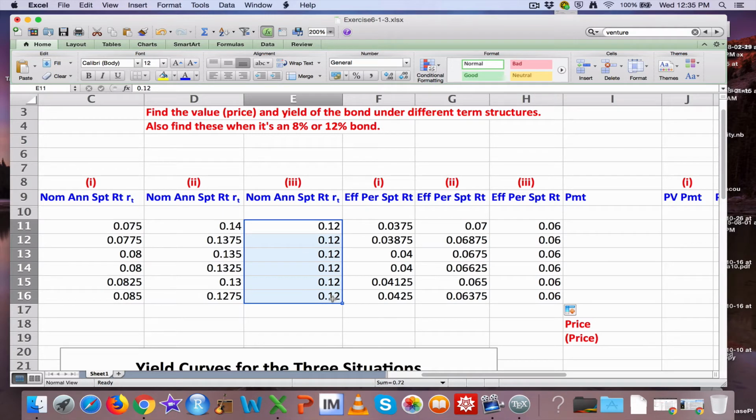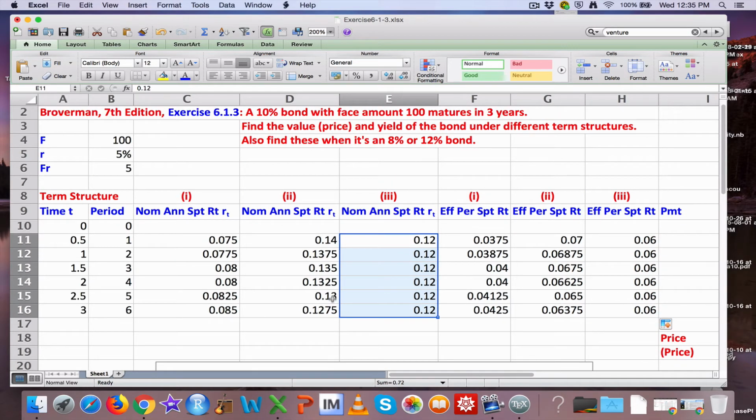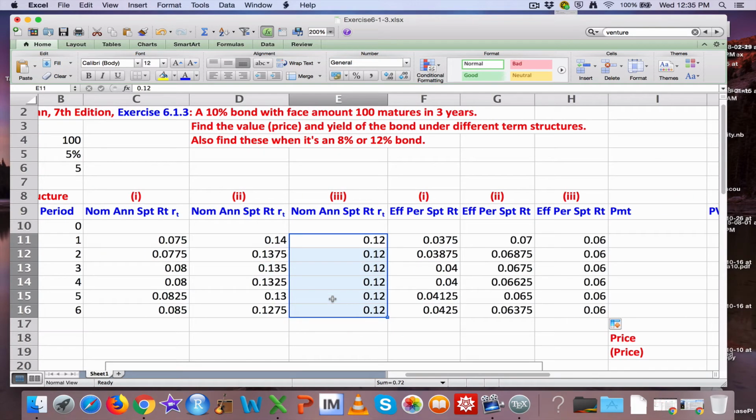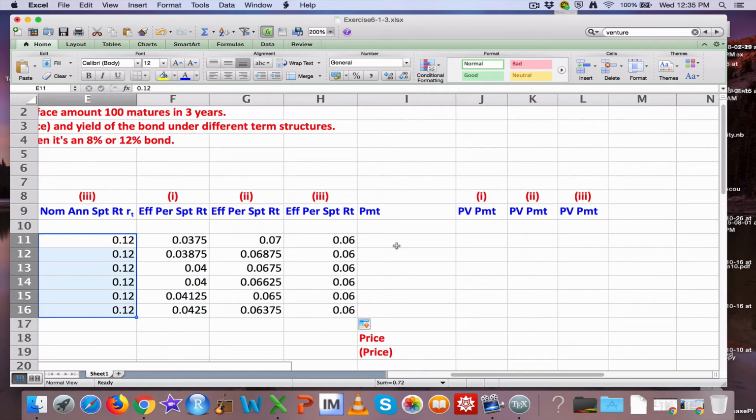Again, this is doing the same thing. Imagine if your table was much, much, much bigger, right? Instead of 3 years, 30 years or something like that. Definitely this formula approach with the copy and pasting would save you a ton of time. Very efficient. All right. Now let's go on to the payments.